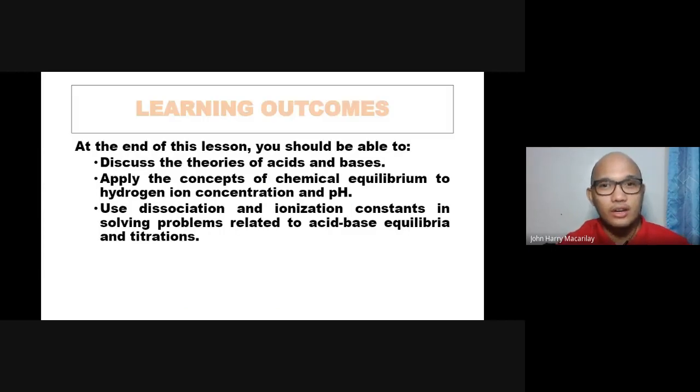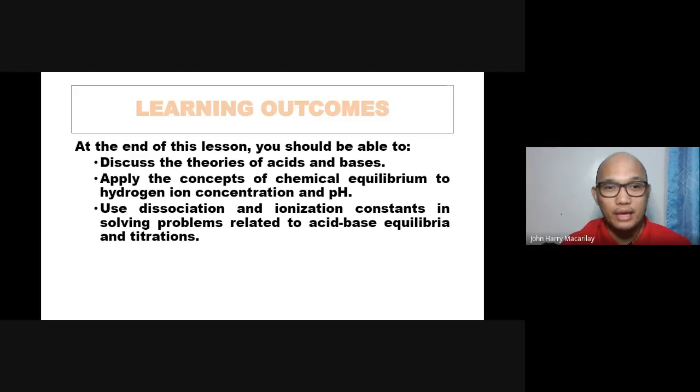Here are our learning outcomes for this module. At the end of this lesson, you should be able to discuss the different theories involved in acids and bases, apply the concepts of chemical equilibrium to hydrogen ion concentration and pH, and use dissociation and ionization constants in solving problems related to acid-base equilibria and titration. This is very important for us to understand what is happening during our titration.